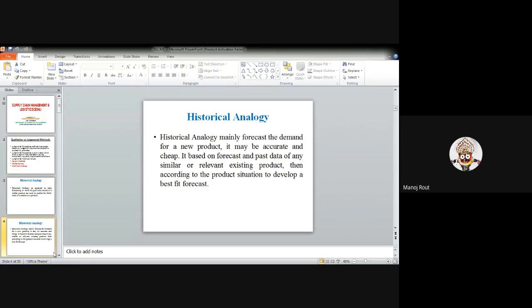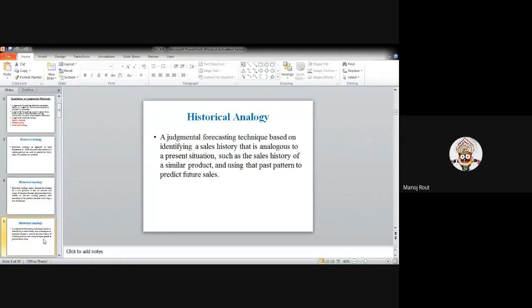Going to the next slide. Historical analogy is a judgmental forecasting technique based on identifying a sales history that is analogous to the present situation, such as the sales history of a similar product, and using the past pattern to predict the future. As I told, with the same engine specifications, a company like Mahindra and Mahindra launched the Bolero, and that engine specification was modified a little bit in the form of the Mahindra Scorpio. Clear? These are very much similar: the power ratio, the engine specifications, the torque, all the technical specifications remain the same in that product.